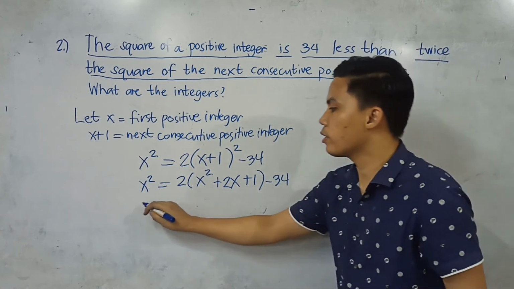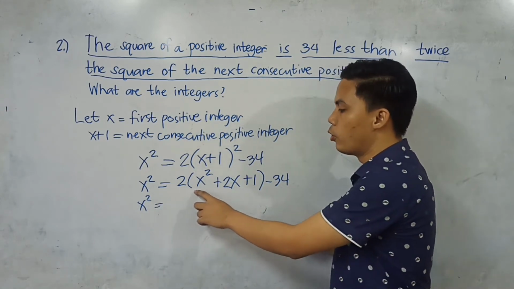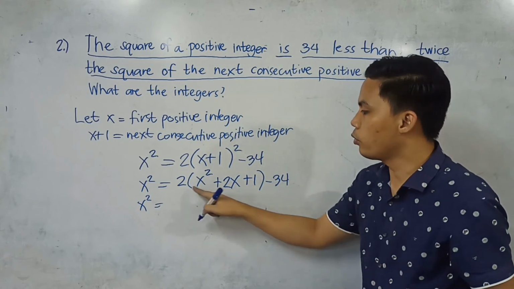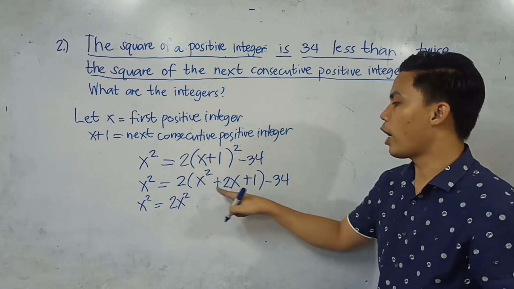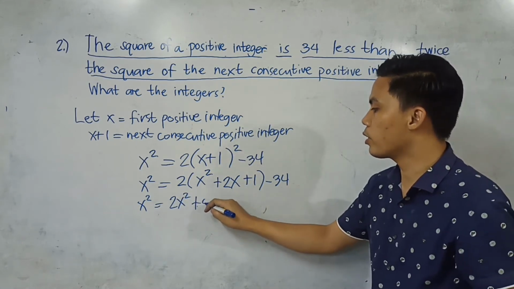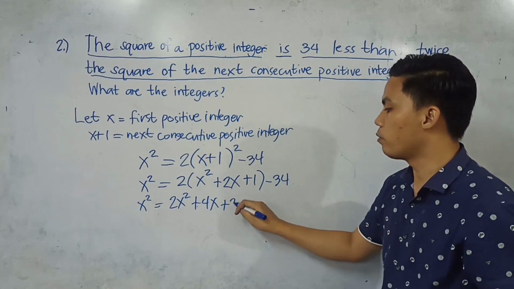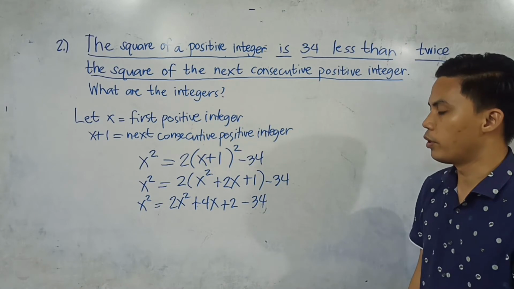Okay, next, we're going to distribute 2 sa loob ng parentheses or sa expression na nasa loob ng parentheses. So 2 times x squared, you have 2x squared. 2 times 2x, you will have 4x. 2 times 1, you will have 2 or positive 2. Then bring down minus 34 or negative 34.